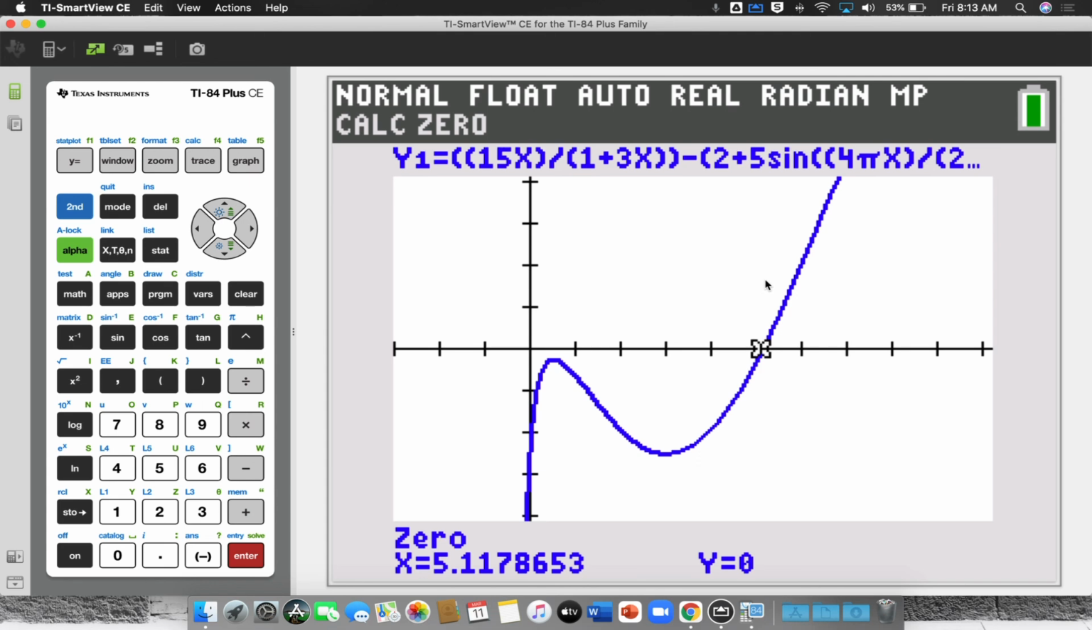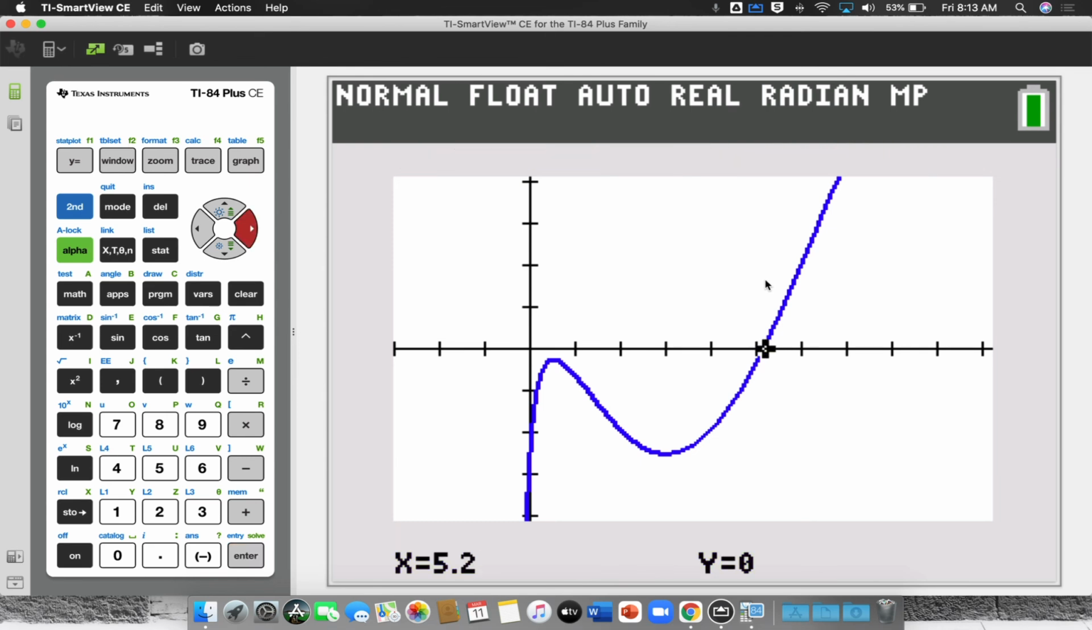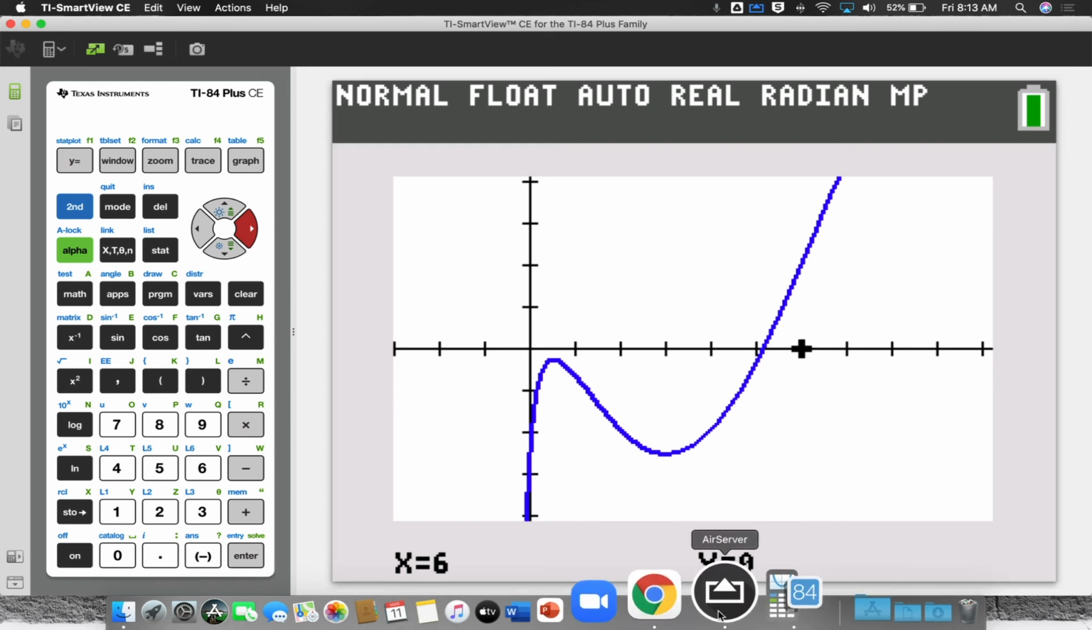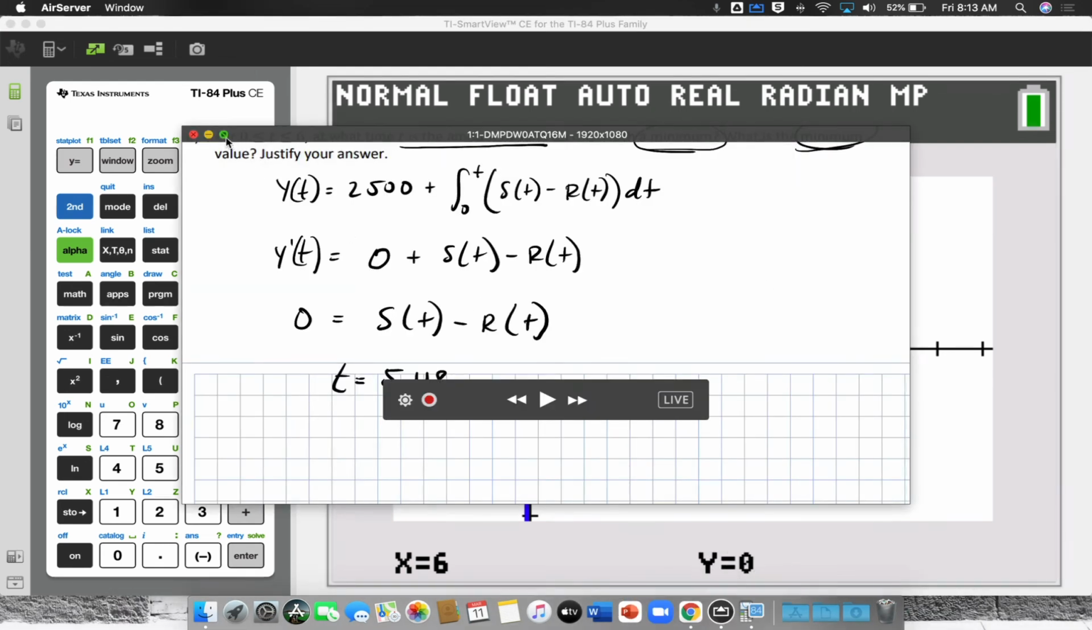Okay, that's almost 6. So let's go to 6. We can scroll down to 6 a little more. That's 6 right there. So from 0 to that cursor is 0 to 6. It only crosses one spot. So that's the only spot I care about, that 5.118. Okay? All right, so let's go back to the notes. We're getting closer.